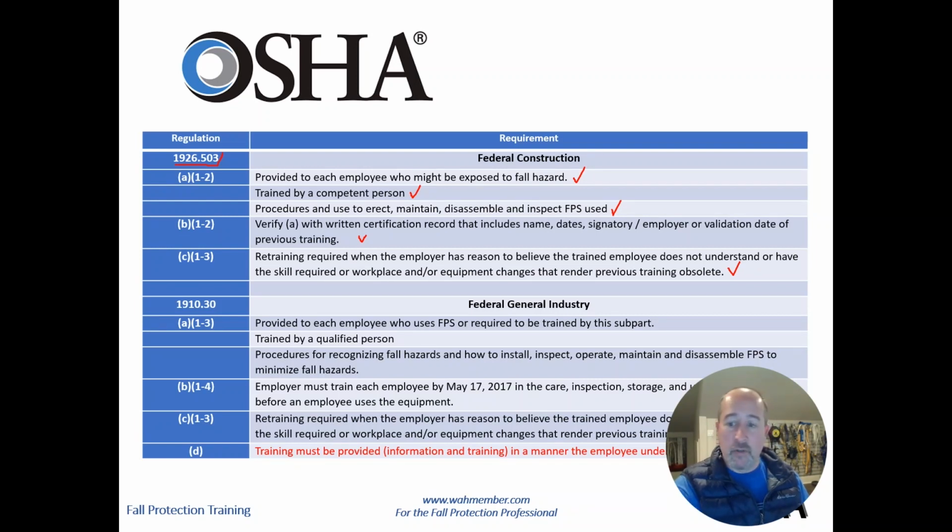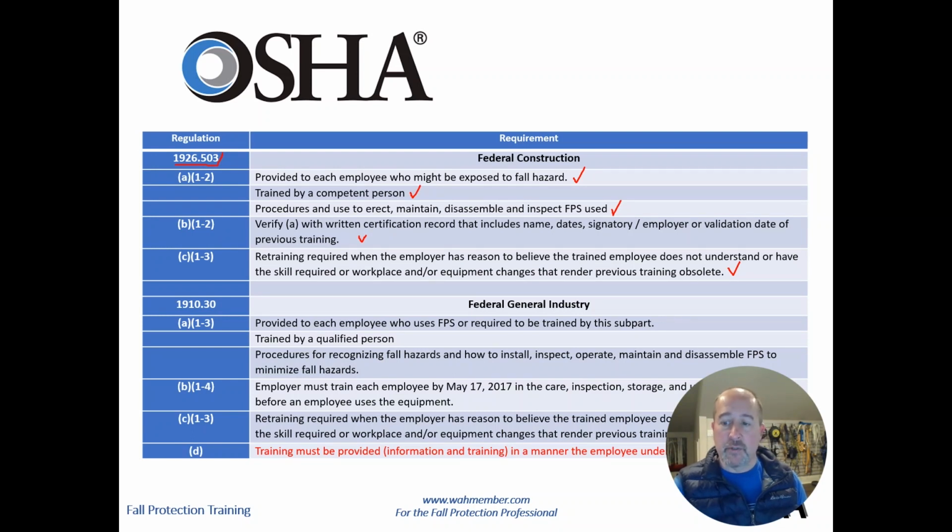But let's say I go from a self-retracting lifeline protecting a ladder to a ladder climbing device. Those are different systems. You connect to them differently. You inspect them differently. That change in the workplace or change of equipment is enough to trigger a retraining requirement.